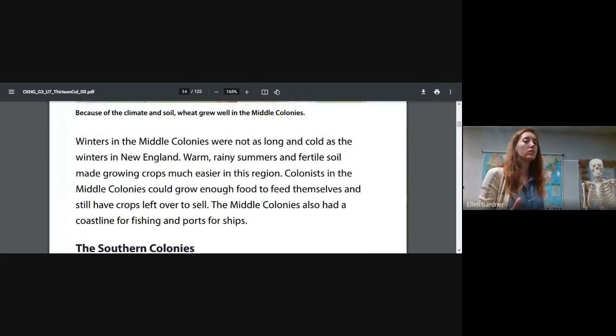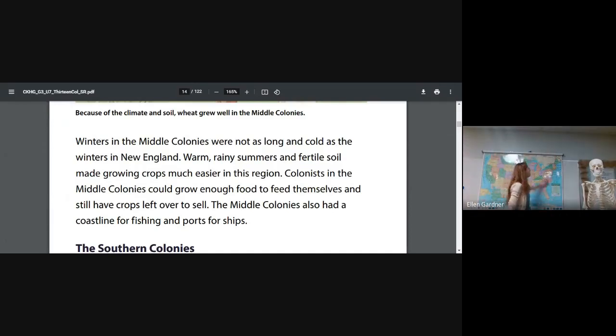Now, winters in the middle colonies were not as long and cold as winters in New England. Warm, rainy summers and fertile soil made growing crops much easier in this region. So it makes sense that Almanzo and his family are successful farmers there. Colonists in the middle colonies could grow enough food to feed themselves and still have crops left over to sell, just like Almanzo. Now, the middle colonies also had a coastline for fishing and ports for ships.